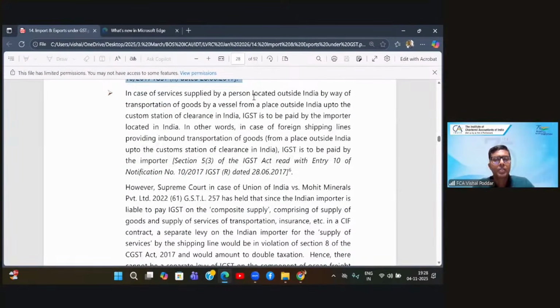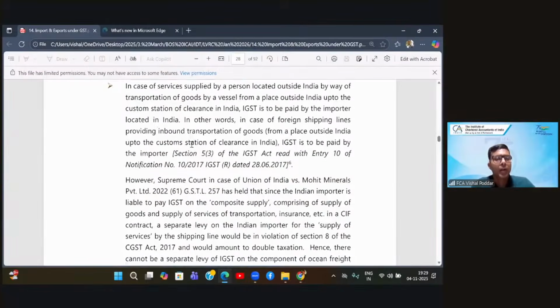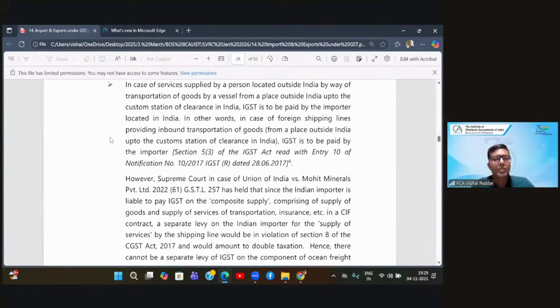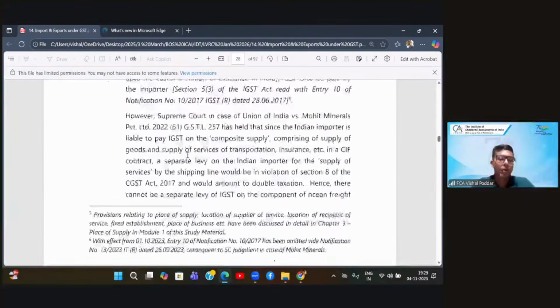Next, in case of service supplied by a person located outside India by way of transportation of goods by vessel from a place outside India up to customs stations of clearance in India, IGST is to be paid by the importer. In other words, in case of foreign shipping lines providing inbound transportation of goods from a place outside India up to customs stations, IGST is to be paid by the importer.